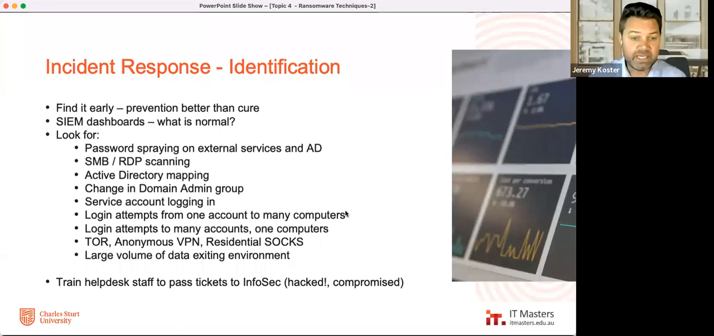One of the big ones is a trained help desk staff to pass tickets to InfoSec. So if they get somebody reporting an issue, it's hacked or compromised, it's in the title, make sure they send it off. I've had situations where someone will report some sort of suspicious activity and it sits in a ticket queue unassigned for quite some time. We need to get that going.